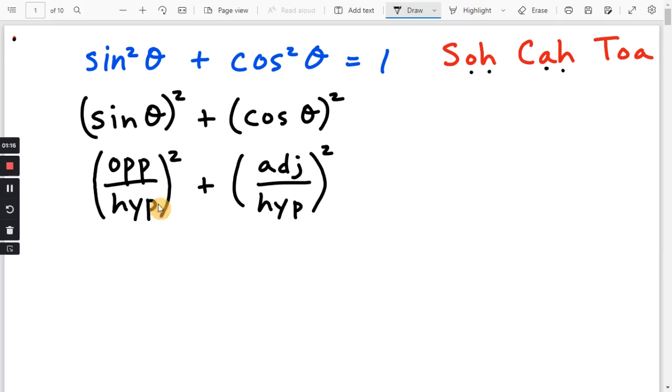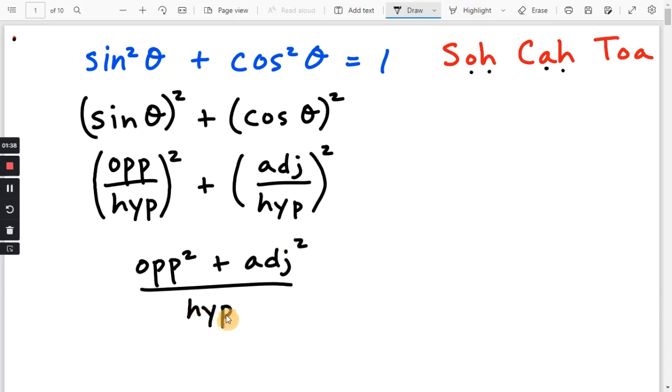Okay, remember when you square a fraction, you square the numerator and denominator individually. And you can see we have a common denominator. So we're going to have opposite squared plus adjacent squared divided by hypotenuse squared. Okay?